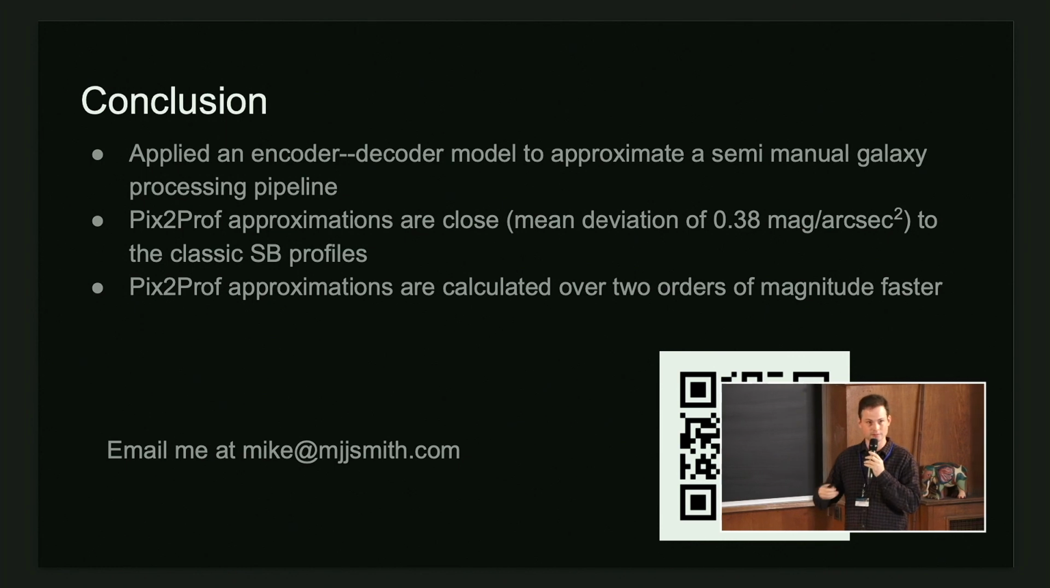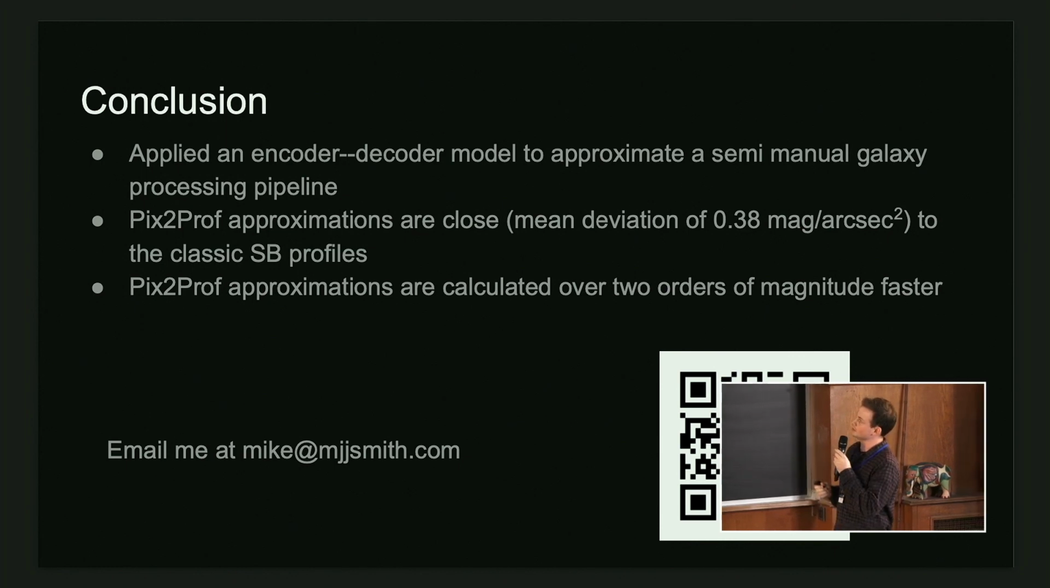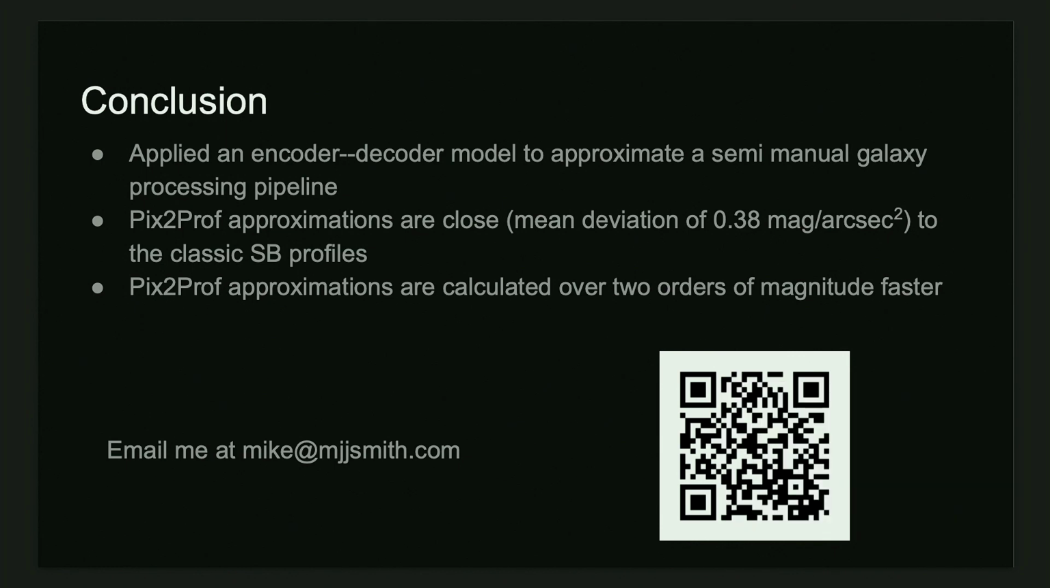So let's just conclude. We applied an encoder-decoder model to approximate a semi-manual galaxy fitting pipeline. The approximations are close to the training set, and the approximation is calculated over 2 orders of magnitude faster than the old method. And yeah, if you want to know more, please email me at that email, and that QR code will link to my poster.